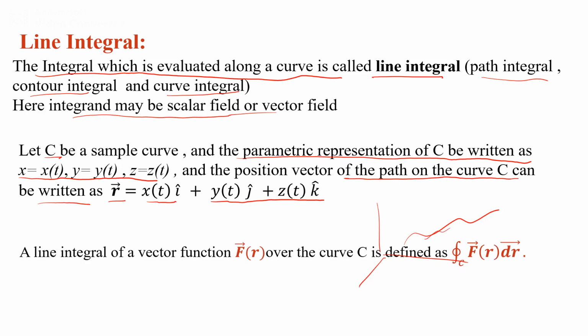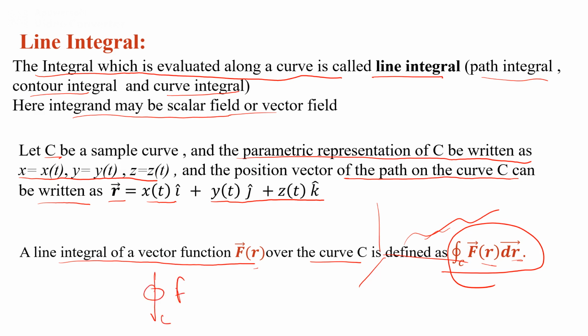Here the line integration of a vector function f over C is defined as the integral of f dot dr vector. You have to remember that this represents the line integration of the vector function f dot dr. With the help of that we can evaluate the line integral.